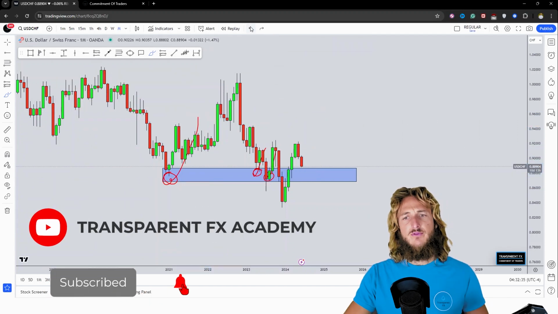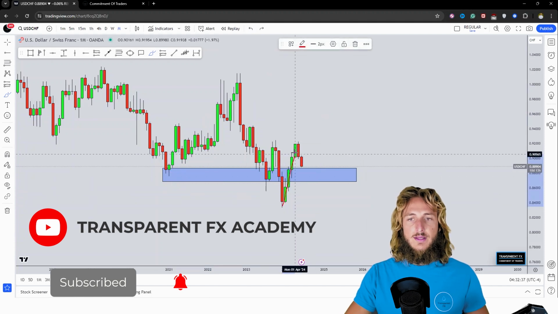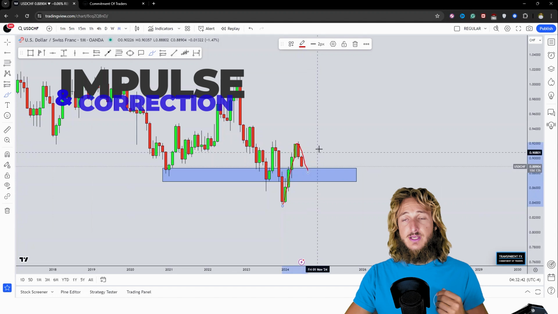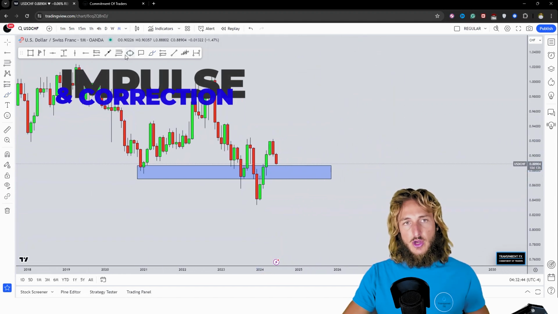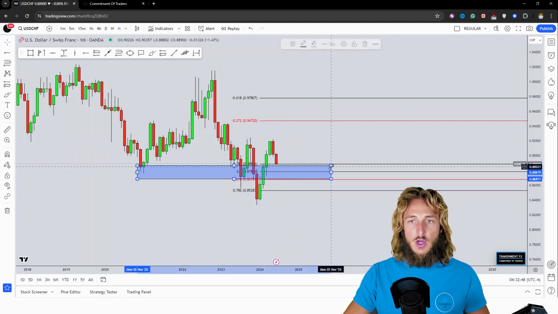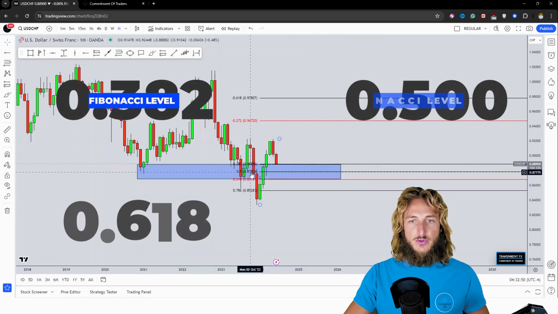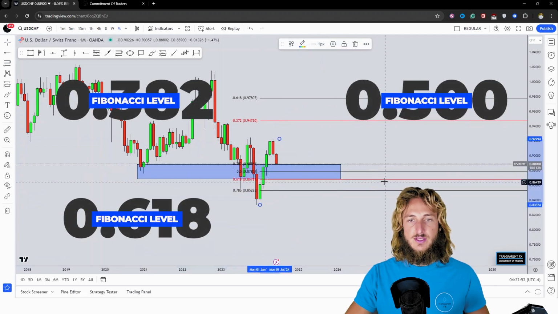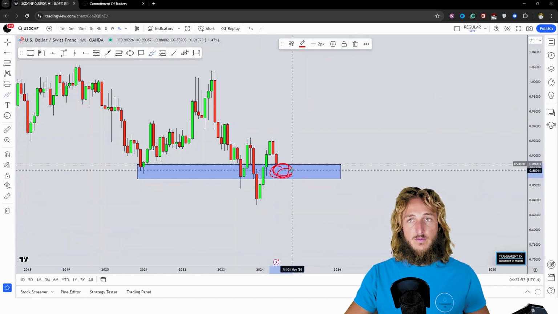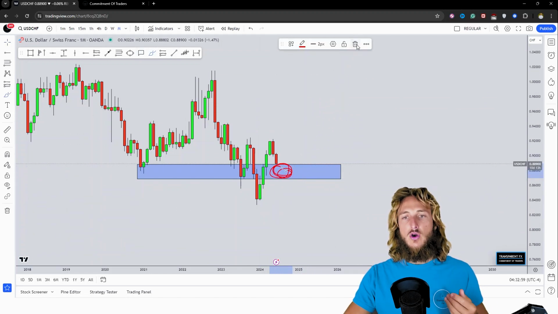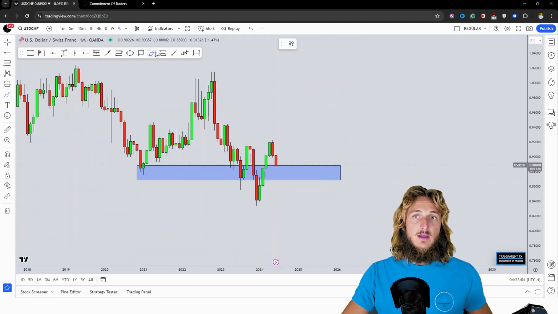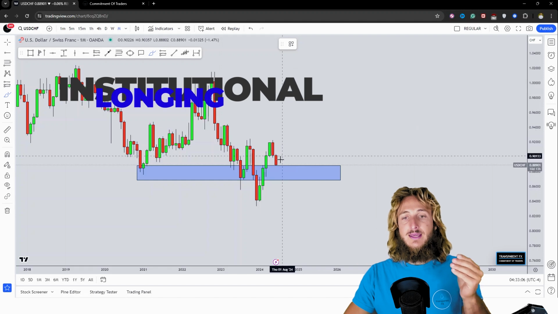We can also notice that from a pattern standpoint, we have a quite clear impulse followed by this correction, and in general, after an impulse, if you want to measure the correction, you have to take your Fibonacci from the low to the high of the impulse leg. And if we do that, we can notice how we have the 0.382, 50% and 0.618 Fibonacci retracements all lining up in this area of price, therefore creating a confluence of support that there is definitely the possibility of seeing more institutional longing inside of it.